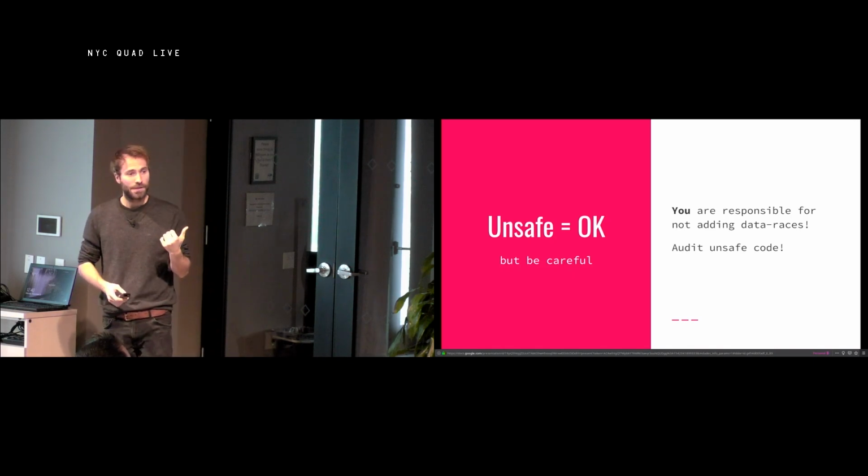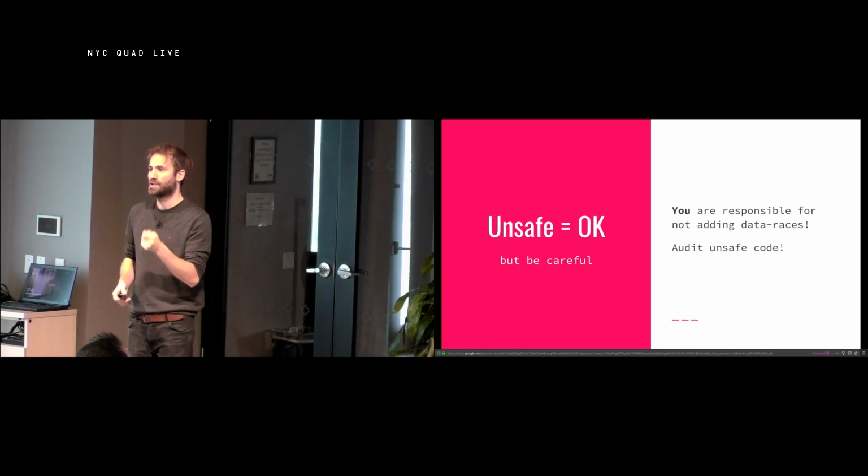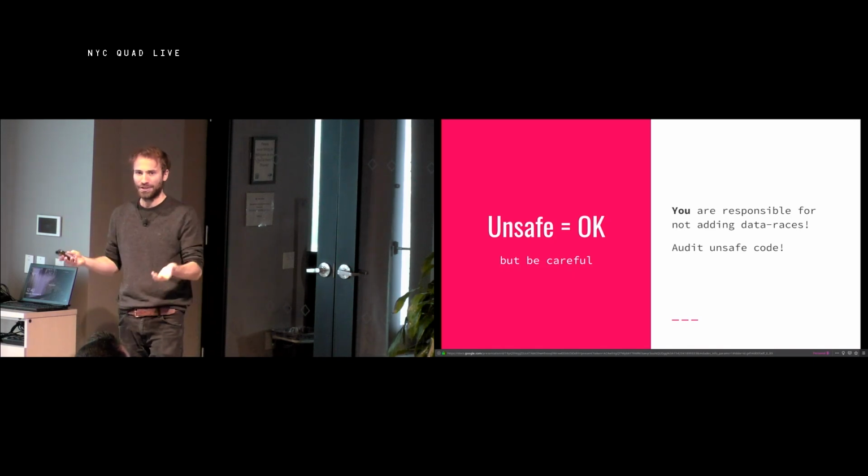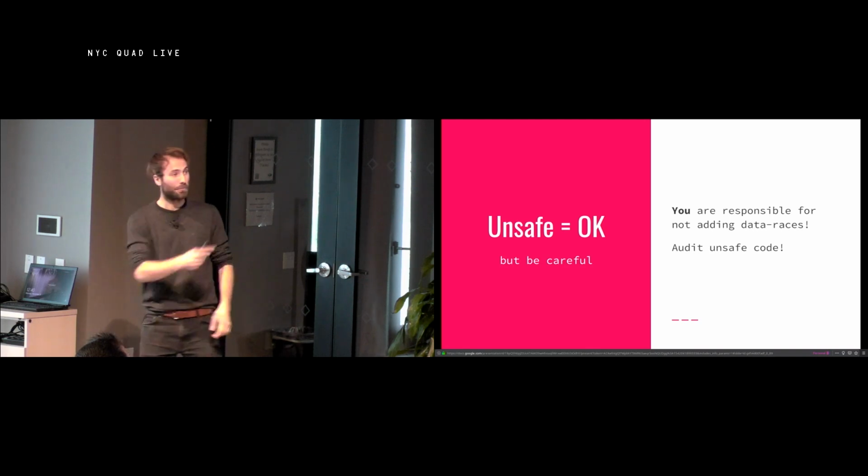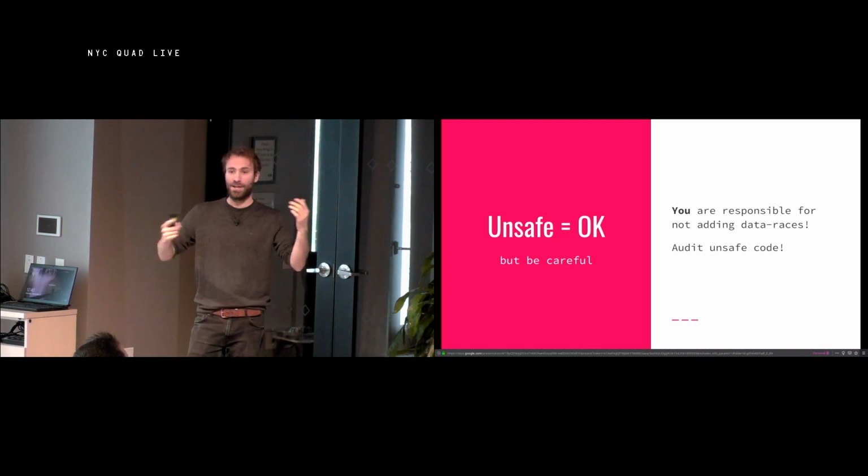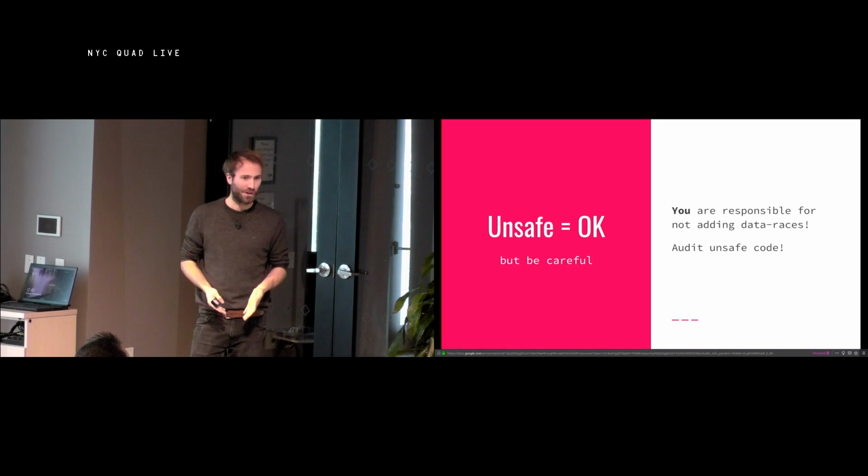And what's nice about this is that now you know exactly which parts of your code to audit if you crash with a data race, because it's all the places that have unsafe. A place that does not have unsafe is forced to follow the contract.